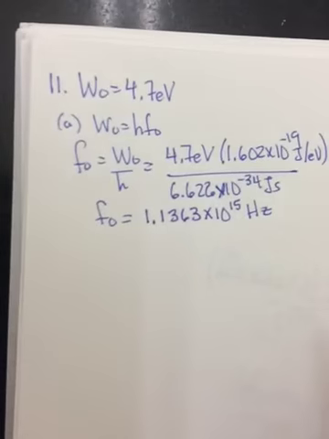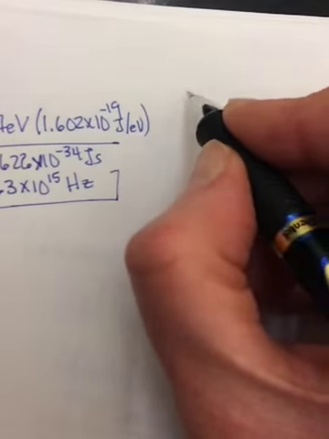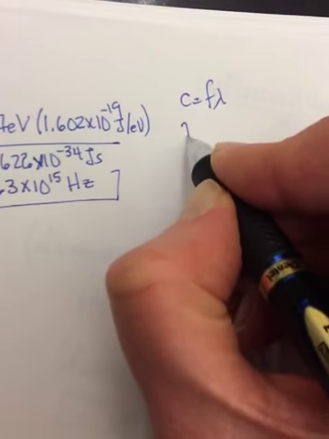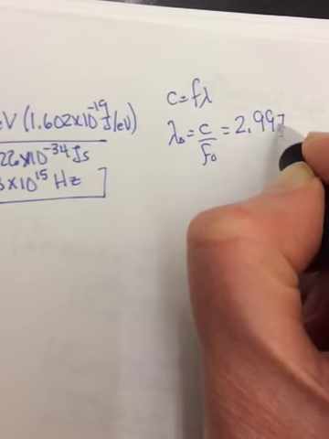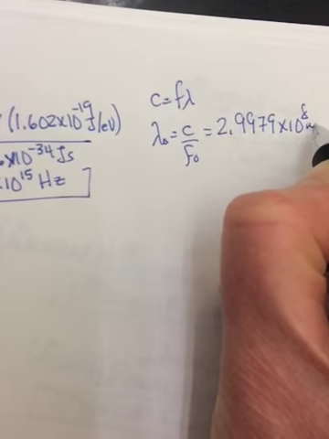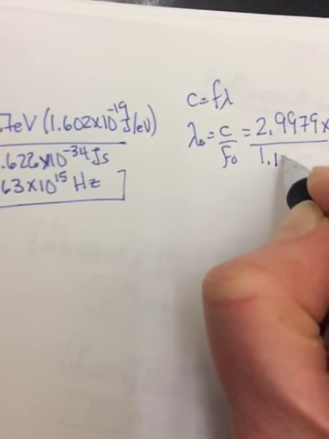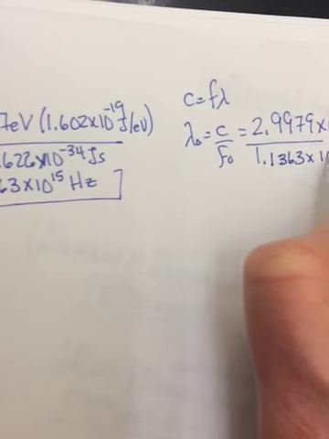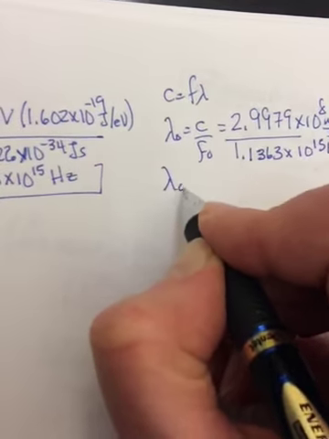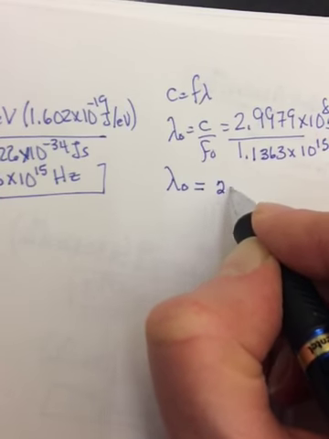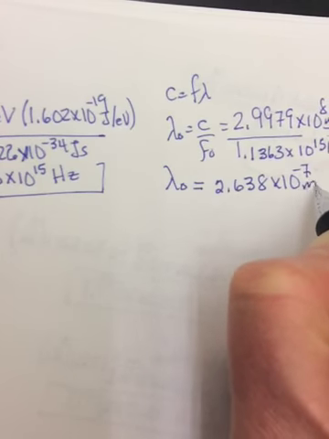Okay, don't remember what the question asked. What is the threshold wavelength? So once you have the threshold frequency, then C is equal to F lambda. So lambda O is equal to C over FO. So 2.9979 times 10 to the 8th meters per second divided by the 1.1363 times 10 to the 15th hertz. And when you do this, you get a lambda O of 2.638 times 10 to the negative 7 meters.